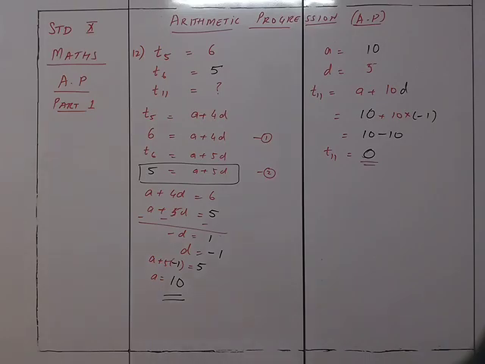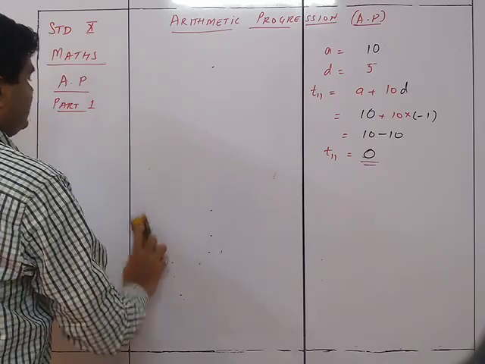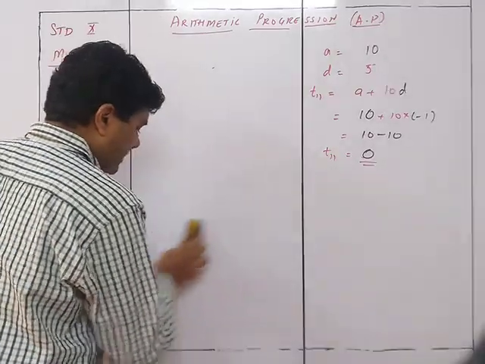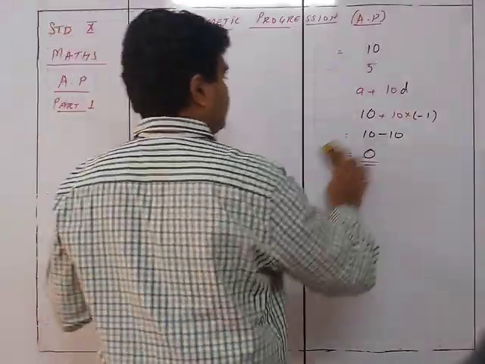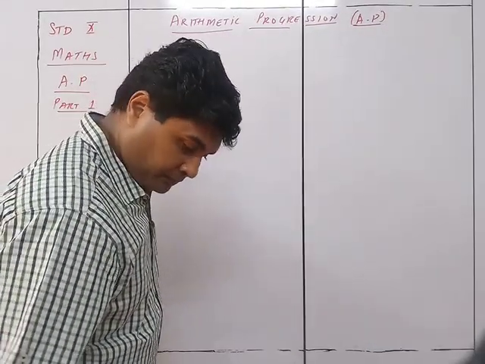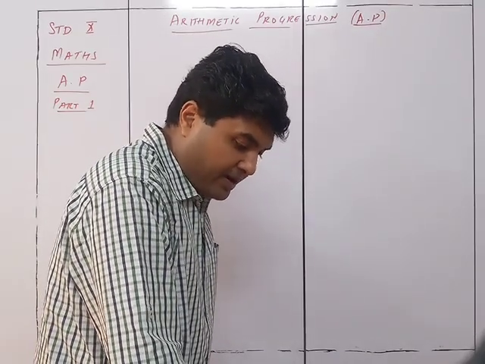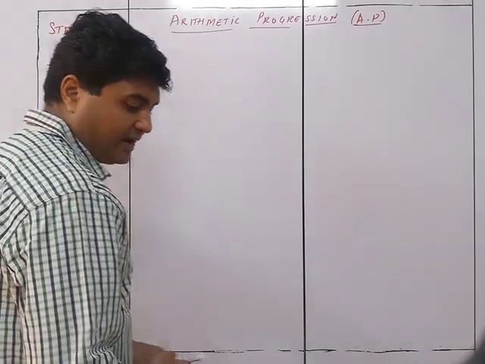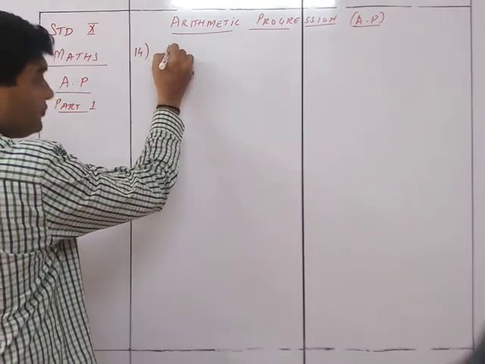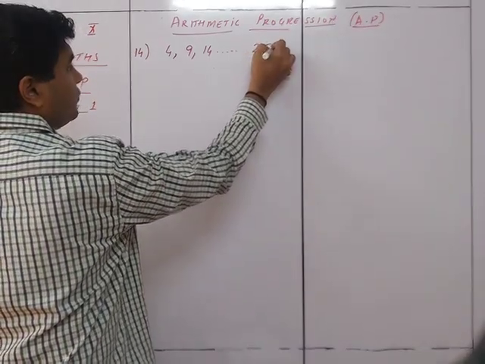So now we continue with the exercise, exercise 10A, sum number 14. We got, find the 10th term from the end of the AP 4, 9, 14 and so on, up to 254.